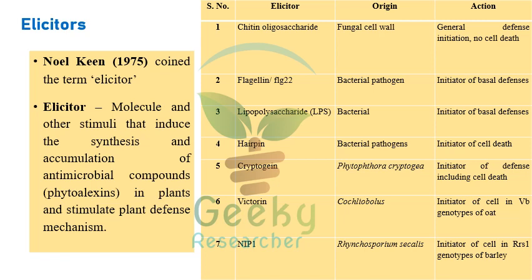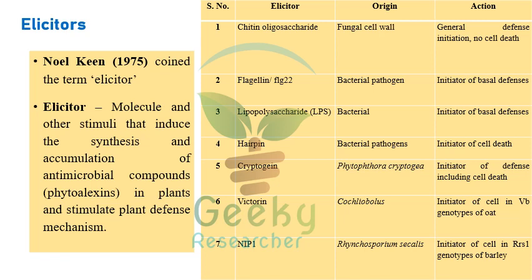Here are some elicitors, where they originate from, and their action. Chitin oligosaccharide originates from the fungal cell wall: general defense initiation, and no cell death. Flagellin or flg22, bacterial pathogen: initiation of basal defenses. Lipopolysaccharides, LPS, bacteria: initiation of basal defenses. Harpin, bacterial pathogens: initiation of cell death.